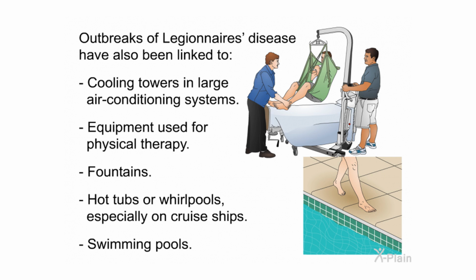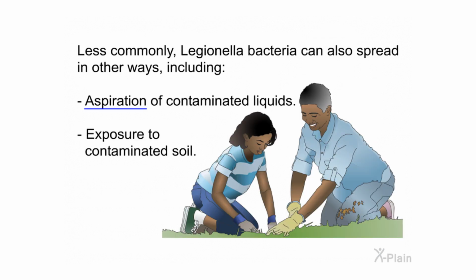Outbreaks of Legionnaires' disease have also been linked to cooling towers and large air conditioning systems, equipment used for physical therapy, fountains, hot tubs or whirlpools, especially on cruise ships, and swimming pools. Less commonly, Legionella bacteria can also spread in other ways, including aspiration of contaminated liquids and exposure to contaminated soil.